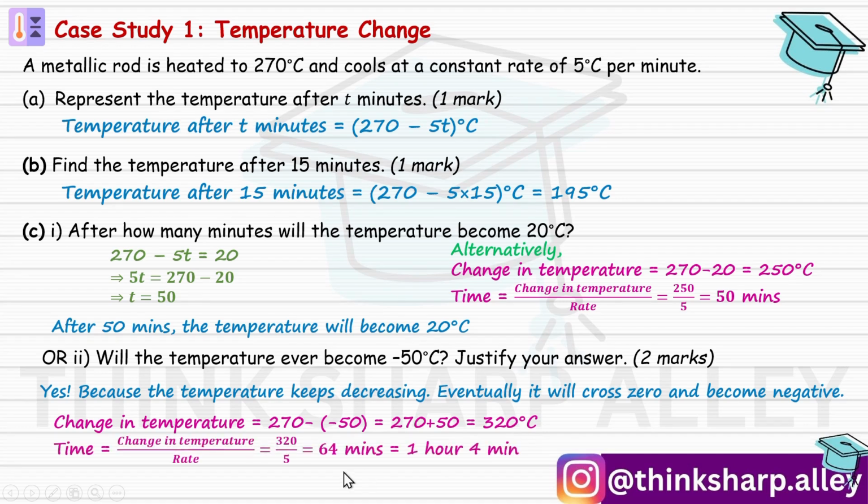Now we can find out the time, which is 320 divided by the rate. Rate is 5 degrees Celsius per minute. So when we divide, we got 64 minutes. We cannot keep it in 64 minutes. 64 minutes can be broken into 60 minutes plus 4 minutes. So 60 minutes is 1 hour. So the answer is 1 hour 4 minutes. Now let's move to the next one.